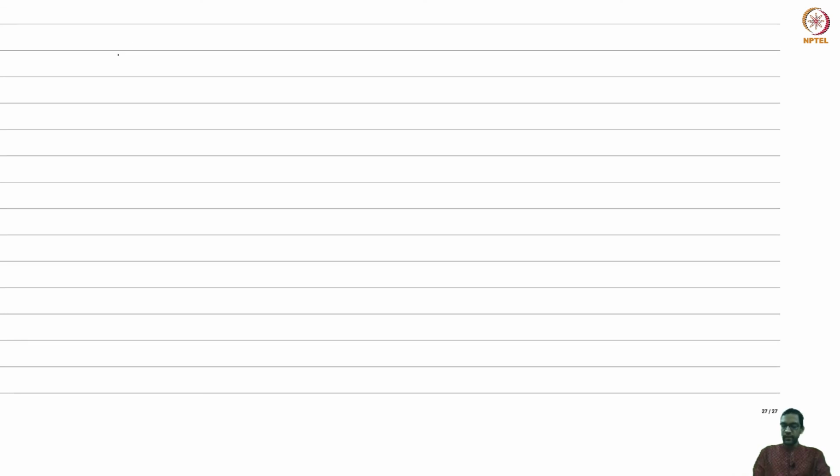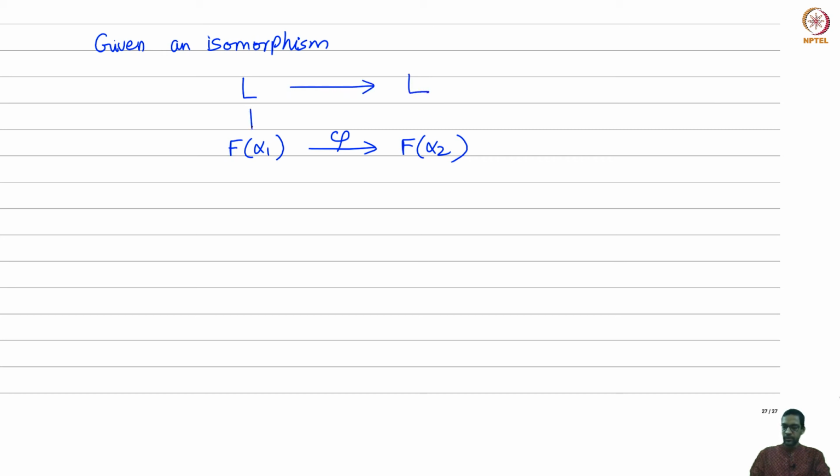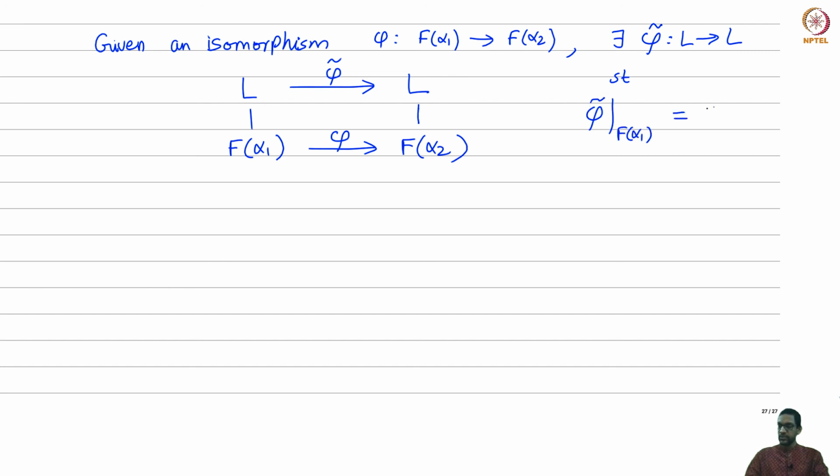Now, the second statement: given an isomorphism of fields, in this case from F(alpha 1) to F(alpha 2), it extends to an isomorphism of their algebraic closures. In this case L is the algebraic closure of both F(alpha 1) and F(alpha 2). So the universal property says that phi extends to an automorphism of L, because I have taken L to be the algebraic closure on both sides. So given an isomorphism phi from F(alpha 1) to F(alpha 2), there exists phi tilde from L to L such that when you restrict it to F(alpha 1), it coincides with the map phi. This is the other property that we need to recall from the construction of algebraic closures.